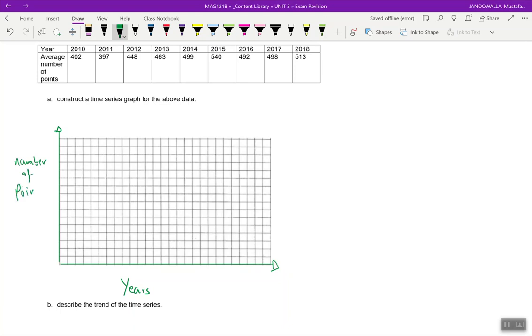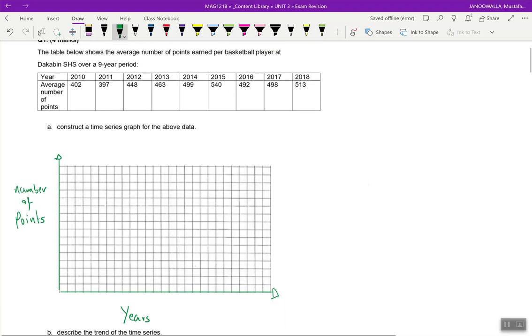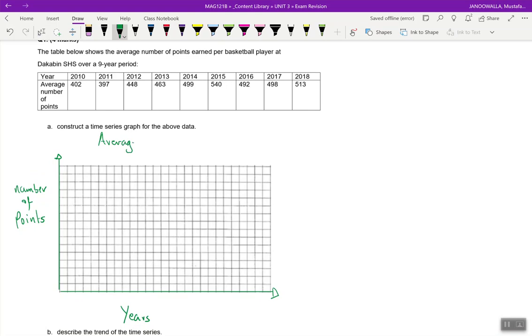I would start my graph like this, so you don't forget. Straight away you've got your axis titles, and we can give it a heading while we're there. Average number of points earned per basketball game at Decadent State High School. All right, we've got a nice title.